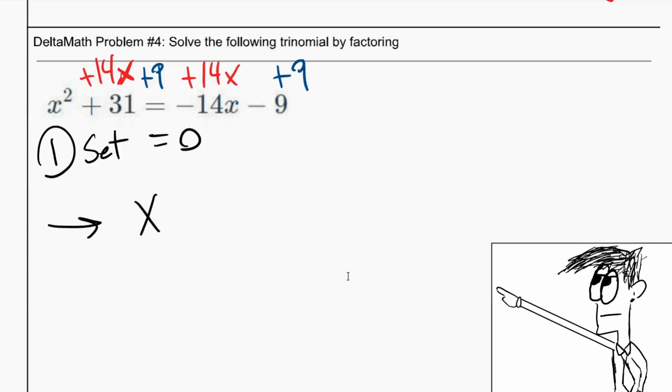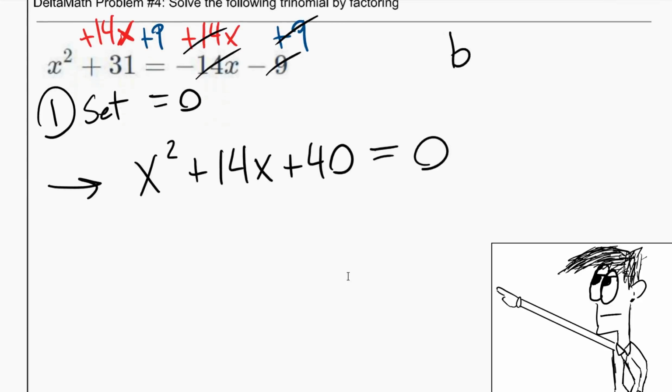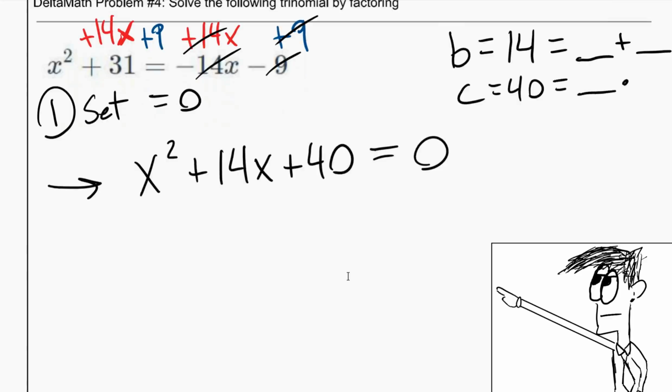I get x squared plus 14x. 31 plus 9 is 40. And the point of that was to cancel everything on the right so that it could be set equal to 0. We got b is 14. Remember, I need two numbers to add up to 14. I got c is 40. And I need those same two numbers to multiply together to give me 40. Luckily, this one seems pretty simple.